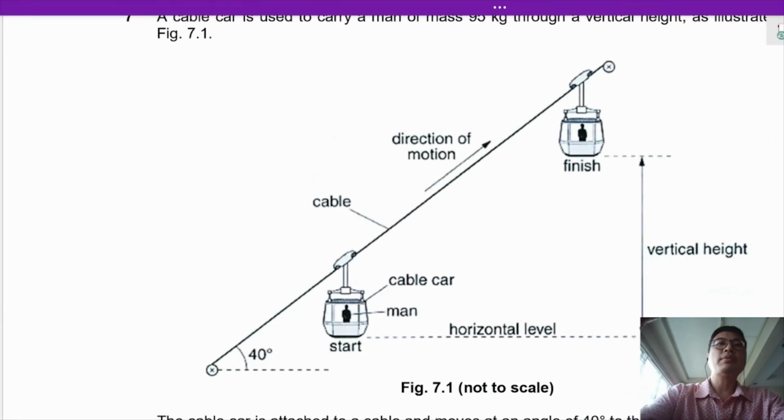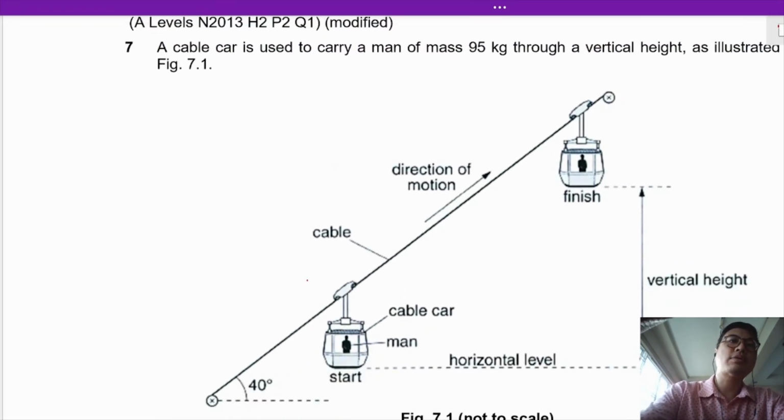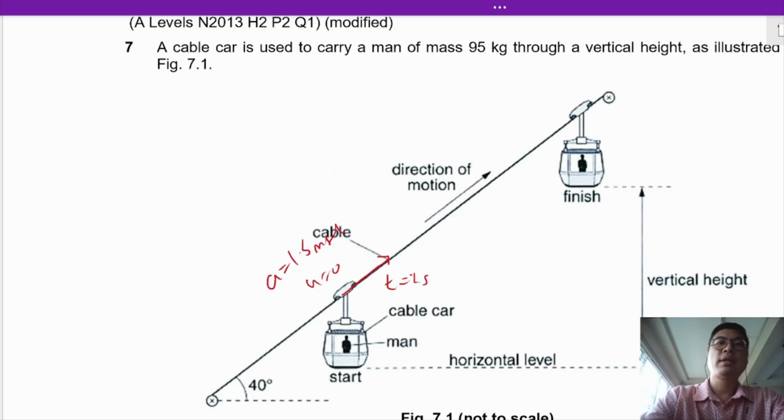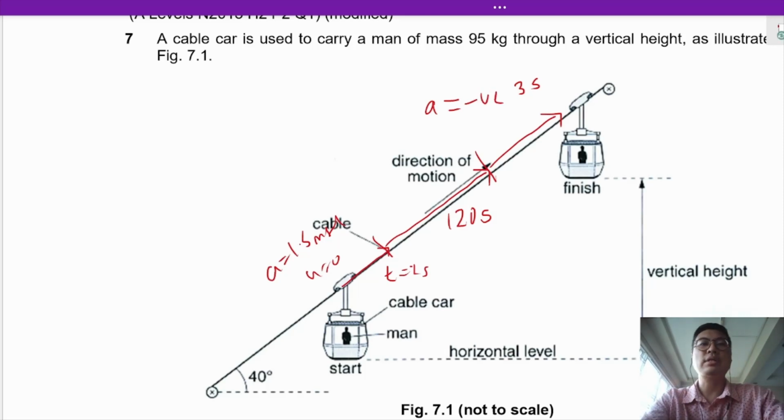So initially, the cable car starts from rest. So that means the initial speed here is 0. And then it accelerates at 1.5 meters per second squared for the first 2 seconds. Then next, the cable car moves at constant speed for 120 seconds. And then after that, the cable car decelerates to rest in 3 seconds. So the acceleration here is negative. We don't know what the acceleration is.